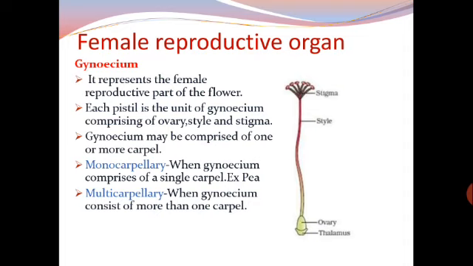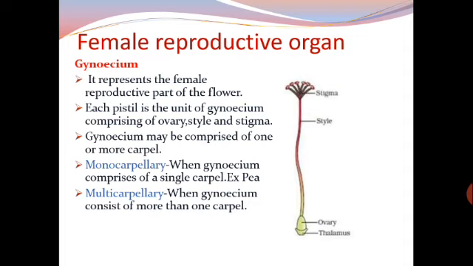The gynoecium represents the female reproductive part of the flower. Members of gynoecium are called carpels or pistils. Each pistil is a unit of gynoecium comprising ovary, style and stigma. Gynoecium may be comprised of one or more carpels.